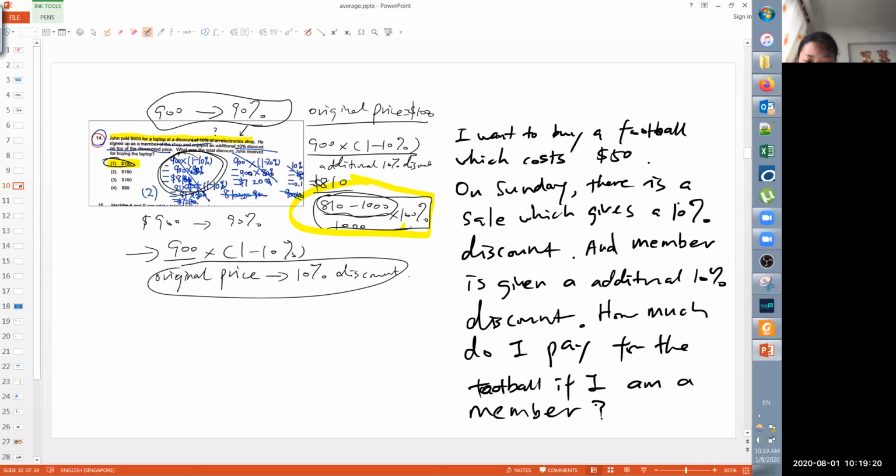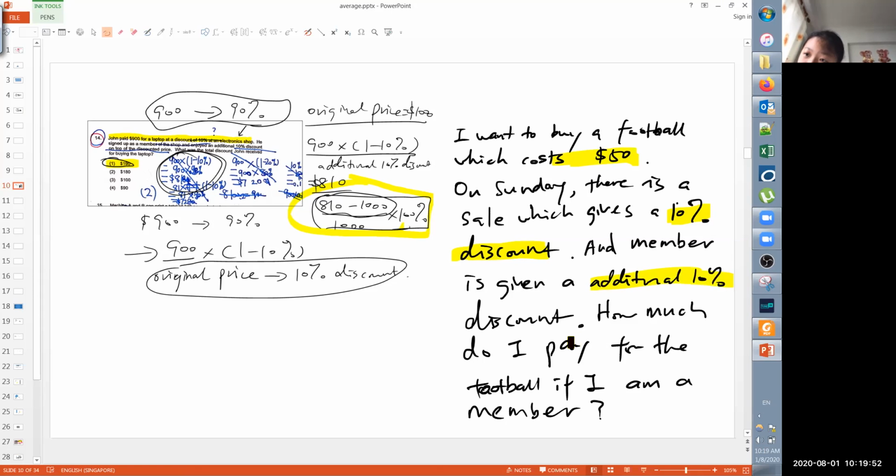Okay, so this question might be easy. At least it looks very easy. So let me just quickly run through this question with you in case you can't read my handwriting. So it says, I want to buy a football which costs $50. So a football costs $50. And then on Sunday, there is a sale. So basically, there is a discount, which is 10% discount. And on top of this, there is an additional 10% discount if I am a member, and I happen to be a member.